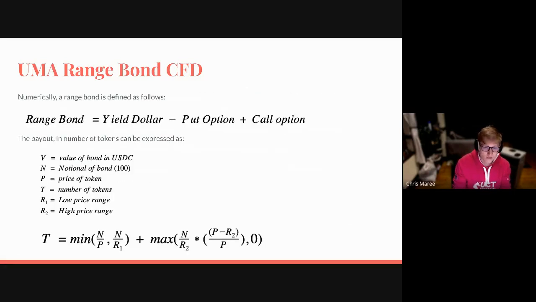So the way that we define this, taking screenshots from Kevin's document, is basically a range bond is a yield dollar minus a put option. So that means a short put option plus a call option. And we can numerically define this using a few variables. The important variables to note here are the bond notional N, the price of the token, which is the settlement price, and the number of tokens T. That T is how many tokens the long side is entitled to at settlement as a function of the settlement price, the low price range and the high price range. So don't worry about this equation just yet. We'll get to an example and it'll make more sense.